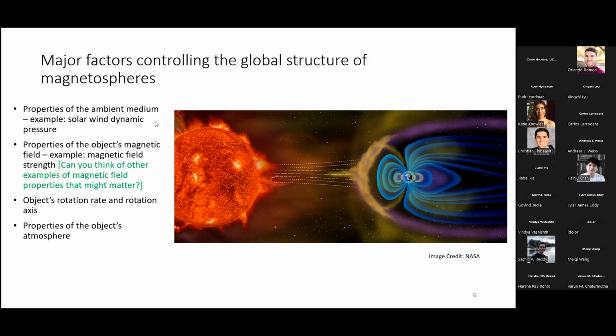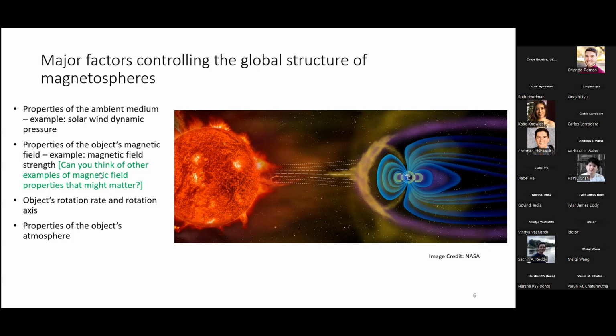So the big factors I'll be talking about today that control the global structure of magnetospheres are the ambient medium. Usually in the talk, when I say ambient medium, I mean the solar wind. But for moons of Jupiter, the ambient medium is actually Jupiter's magnetosphere. I'll be focusing mostly on solar wind today. I'll also be talking about the properties of the object's magnetic field. That's another very important thing that controls the structure, for example, the magnetic field strength.